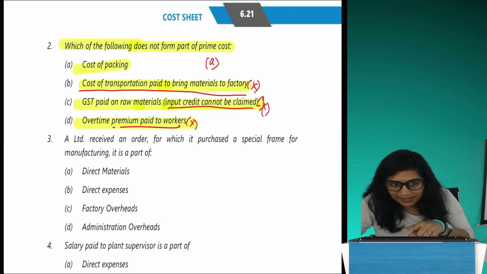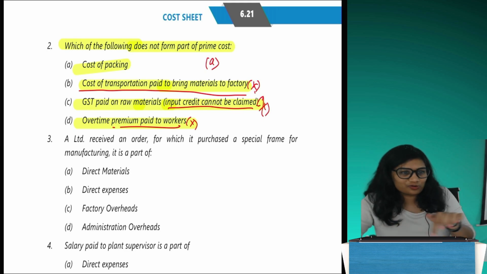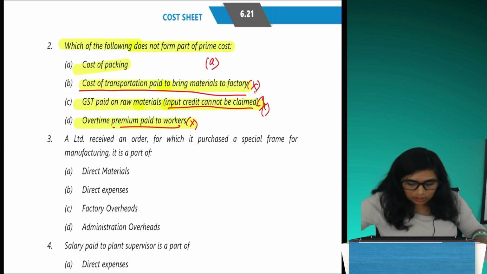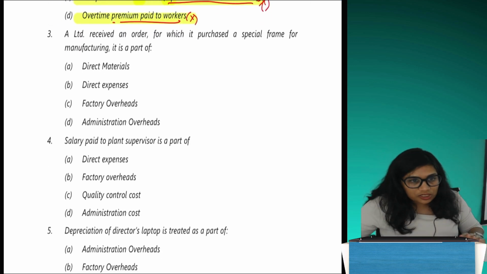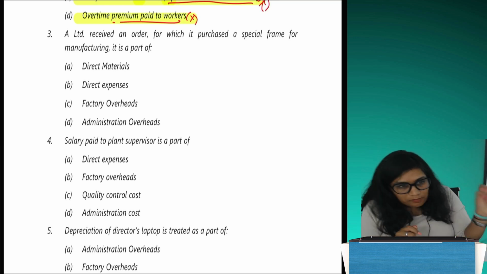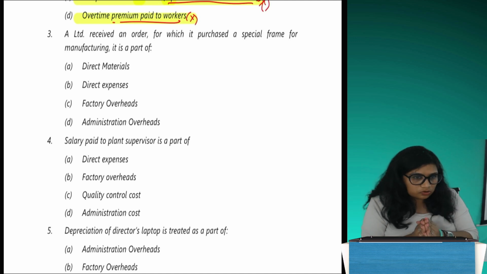Next. Salary paid to plant supervisor is a part of. So you have direct expenses, you have factory overheads, quality control costs, admin costs. Guys, the answer is factory overhead. Why factory overhead? Because the plant supervisor will be in the factory and it is factory overheads because it is indirect salary, right? Indirect labor. So it can't be direct expense, obviously. It cannot be quality control cost because it has nothing to do with quality control. It is not administration cost. It is incurred in the factory. It is not for administration of factory. Is it okay? So answer is B.